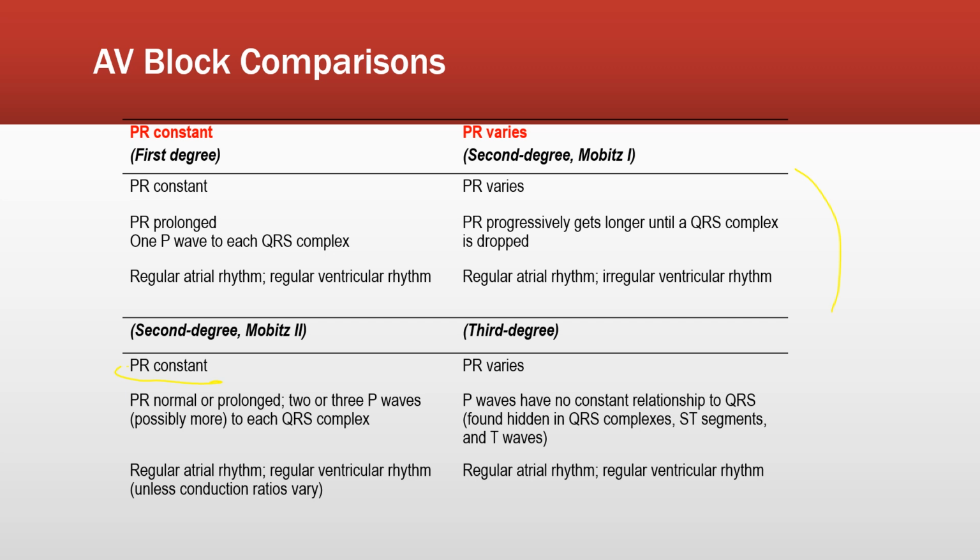And then your third degree, there is no relationship to your QRS. Everything kind of just does its own thing. P waves can be hidden, they can come before, they can come after, but there's no relationship. All right, so that's kind of a review of your junctional rhythms and the AV blocks.